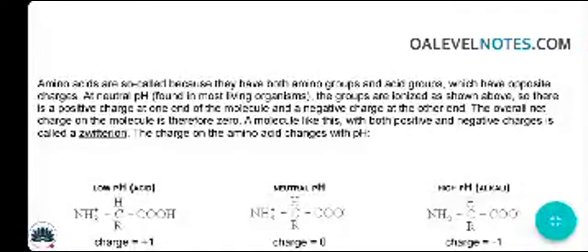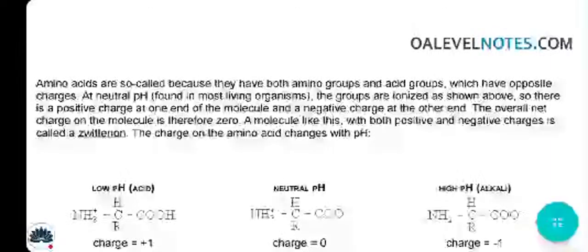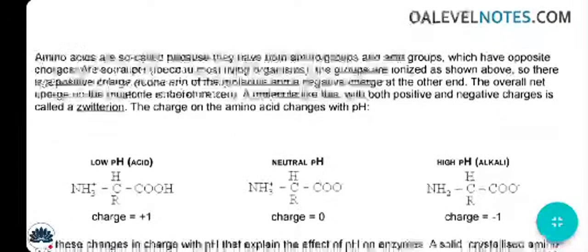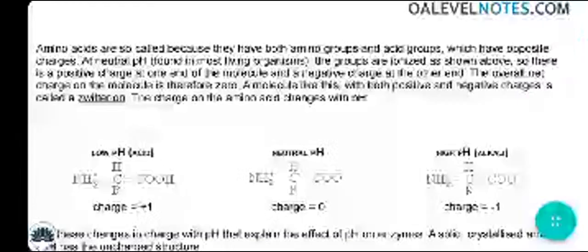Amino acids are so called because they have both an amino group and an acid group, which have opposite charges. At neutral pH, found in most living organisms, the groups are ionized as shown above. So there is a positive charge at one end of the molecule and a negative charge at the other end. The overall net charge on the molecule is therefore zero. A molecule like this with both positive and negative charges is called a zwitterion, but that is not important for you.